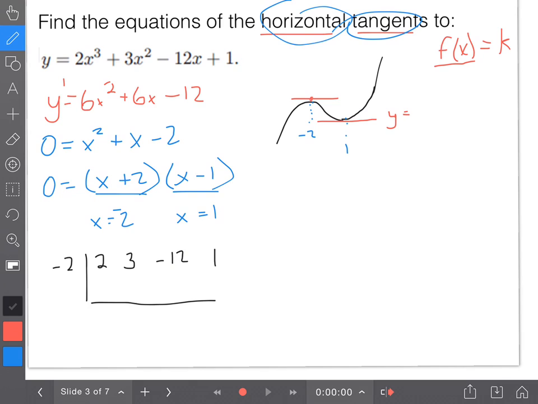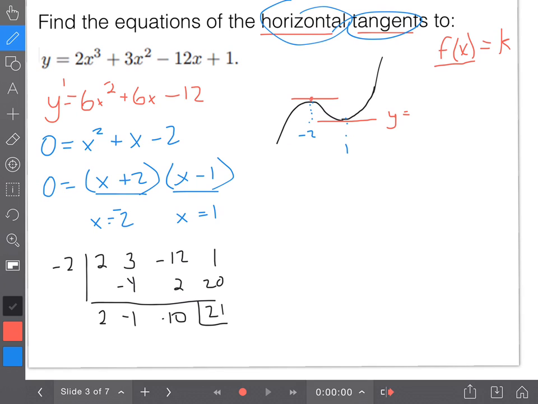So I bring down the 2, negative 2 times 2 is negative 4, 3 minus 4 is negative 1. Negative 2 times negative 1 is positive 2, negative 12 plus 2 is negative 10, and then negative 2 times negative 10 would be 20. Add those together, I get 21. So if I put negative 2 into this function, I get 21. You don't believe me? Try it out.